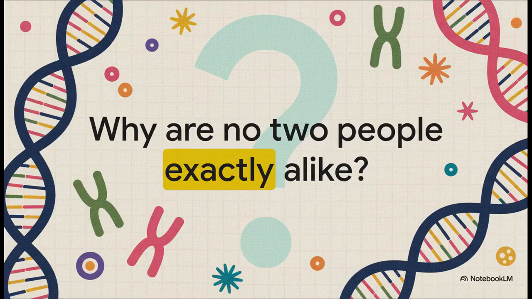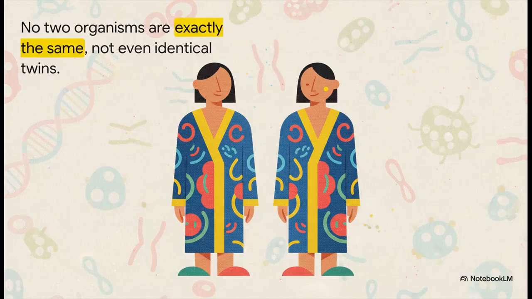Okay, so let's just jump right in with a big question. One you've probably wondered about before. I mean, think about it. Look at your friends, your family. Out of the billions of people on this planet, why is it that no two are exactly alike? And yeah, it's totally true. Not even identical twins. They have the exact same DNA, but they still have these subtle little differences. So what's really going on here?